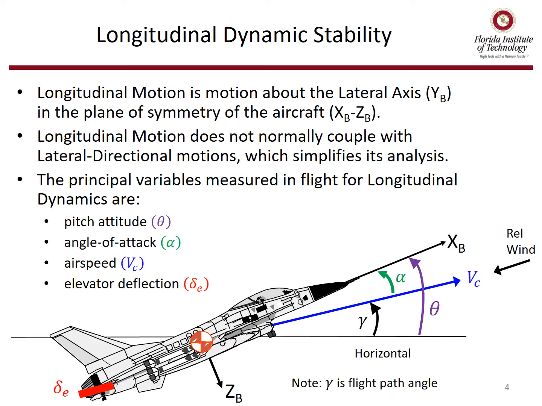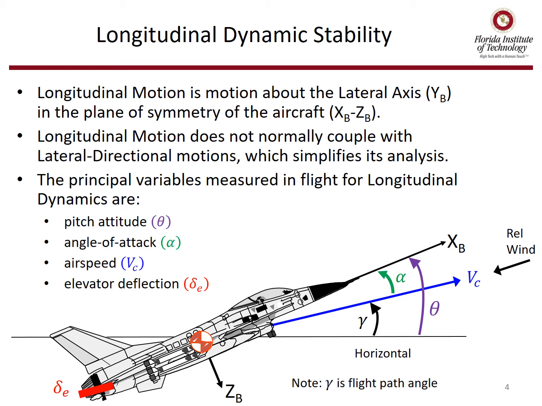Again, longitudinal motion is motion about the lateral axis, or the y-body axis, in the plane of symmetry of the aircraft, the XB-ZB plane. And normally longitudinal motion does not couple with lateral directional motions, which greatly simplifies its analysis. In flight test, the principal variables we're going to measure for longitudinal dynamics are pitch attitude theta, angle of attack alpha, airspeed, calibrated airspeed in this case, and elevator deflection.